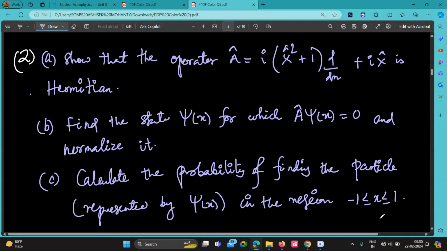So the operator A is Hermitian. First of all, you have to show this is Hermitian. Find the state psi(x) for which this is equal to 0 and normalize it. Calculate the probability of finding the particle in the region -1 to 1. Okay, let's try this question first.